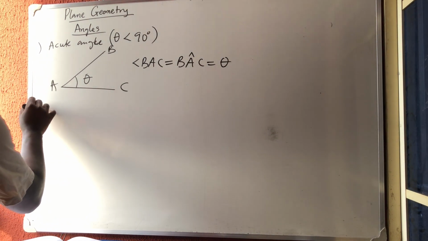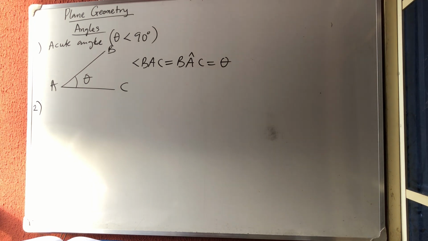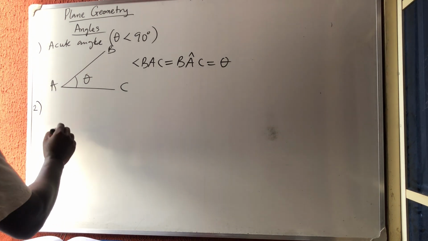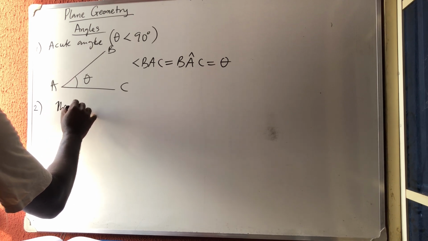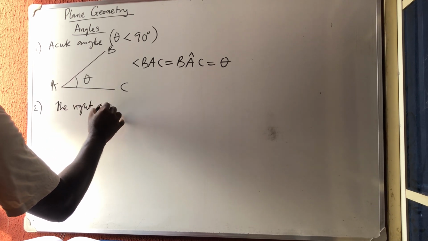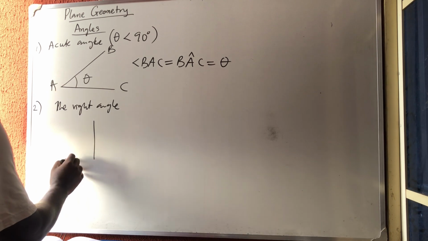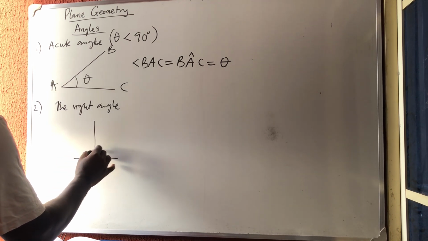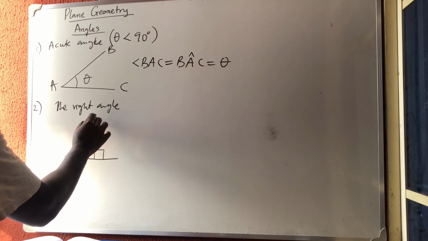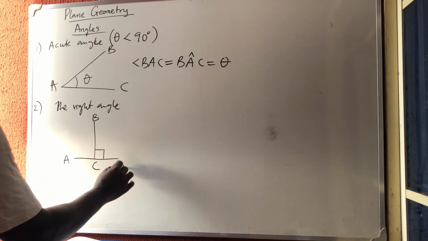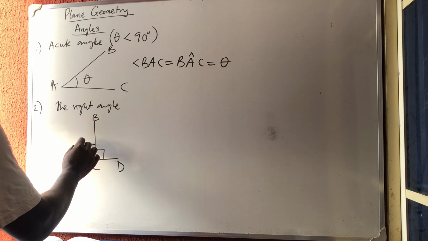The second one is called the right angle. The right angle is always formed by lines perpendicular to each other. We represent them like this. So if this is A, for example, B, C, D, in fact, this side is equally a right angle.